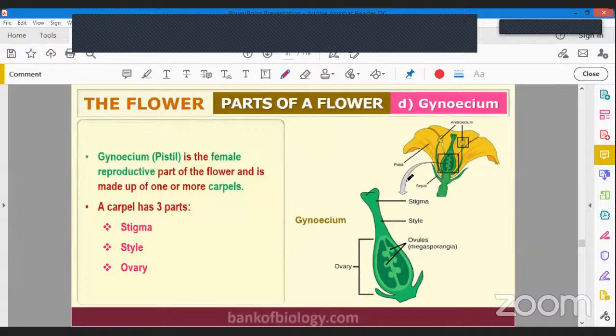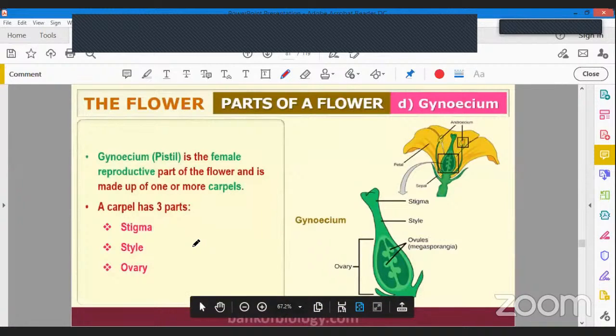Done. So take it down. So parts of the flower. Gynoecium. Gynoecium is the female part of the flower. Okay, and it is made out of carpels. The individual units are called carpels. So the carpel will have three parts: style, stigma, and ovary.